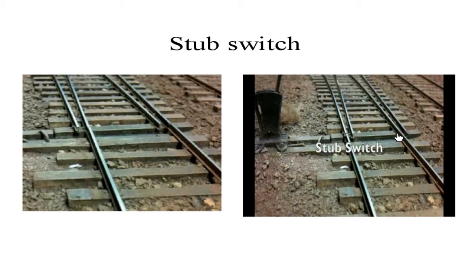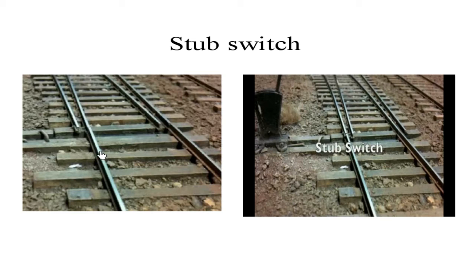These are the two rails, but here the main type of rail only is used, and one rail, or the pair of rails, is movable. So no arrangement of tongue rail is here. By the usage of the lever, it is moved and made to join this side or this side. So here you can see this is the track which is formed.